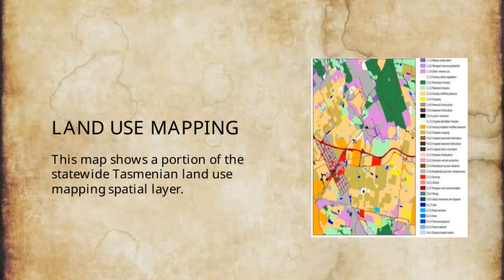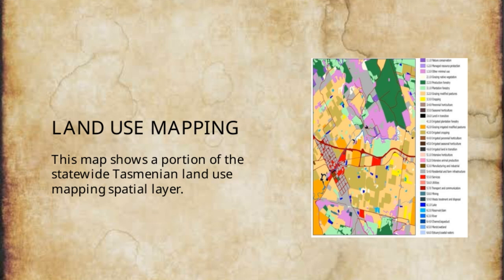This map illustrates a section of the statewide Tasmanian Land Use Mapping spatial layer. As you can see, it provides a detailed view of how different areas are designated for various land uses across the state. This kind of spatial layer is essential because it helps us understand the distribution of natural resources, urban development, agriculture, and conservation areas.